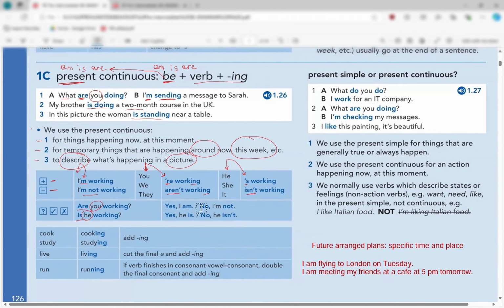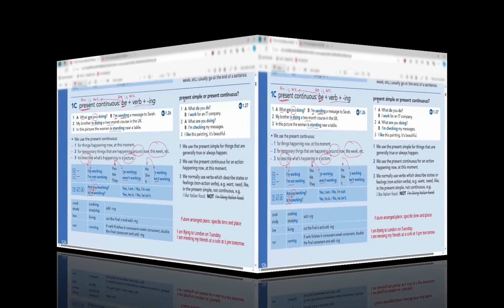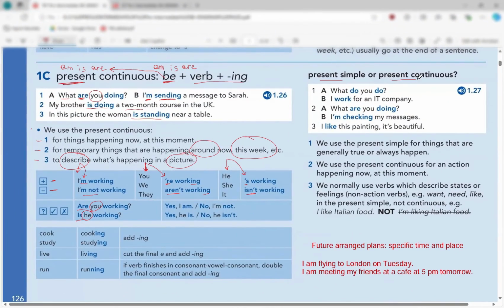Okay, so the first part is done. Now we're moving to the second part, which is present simple or present continuous. They're trying to explain the difference between present simple and present continuous. What is the difference?